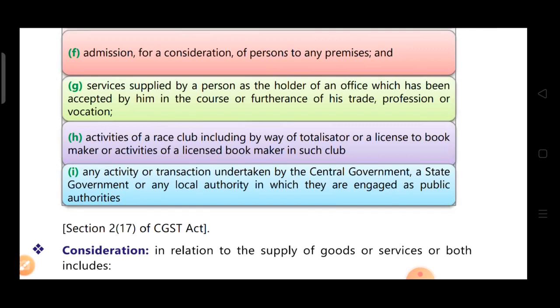Next is any activity or transactions undertaken by the central government, a state government or any local authority in which they are engaged as public authorities. So activities or transactions that are undertaken by central government, state government, local authority in which they are engaged as public authorities, that are included in the definition of business. So activities done by the government are also included in the definition of business.